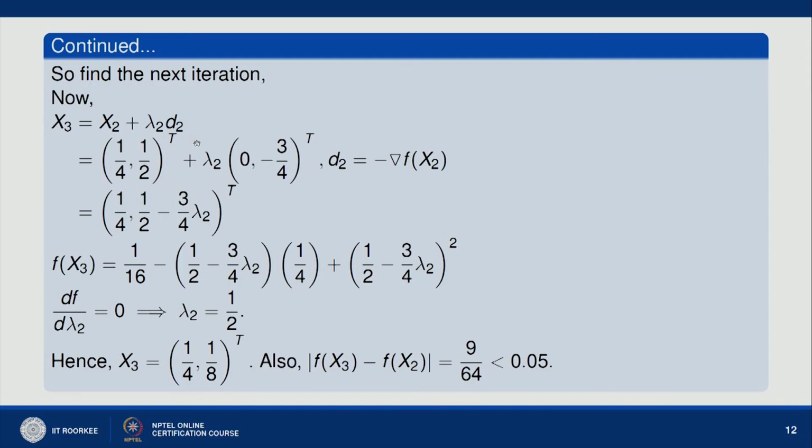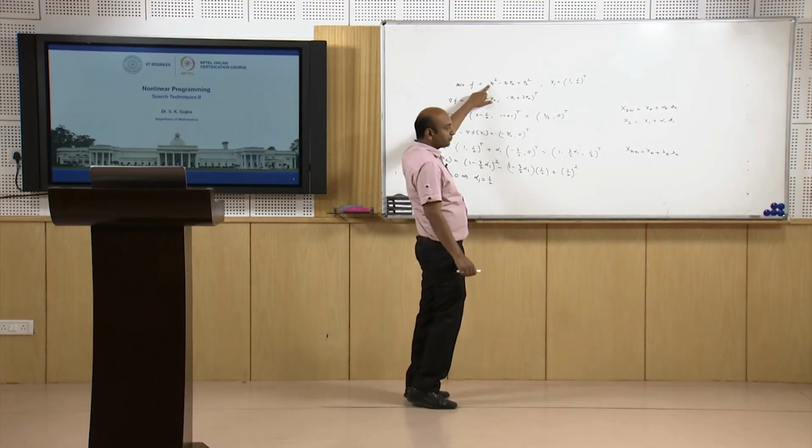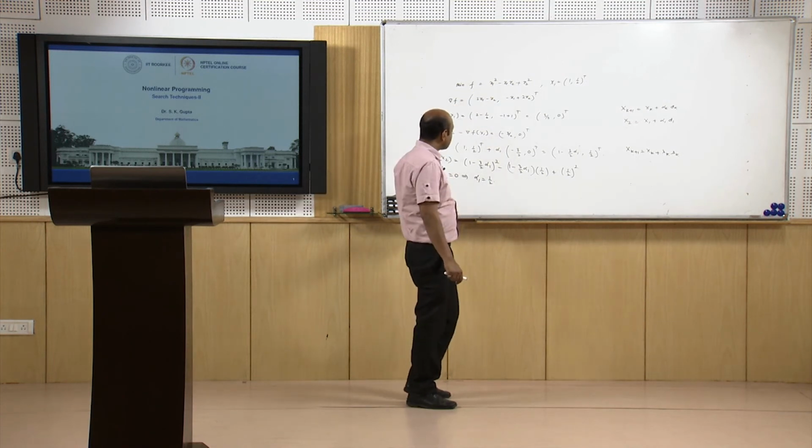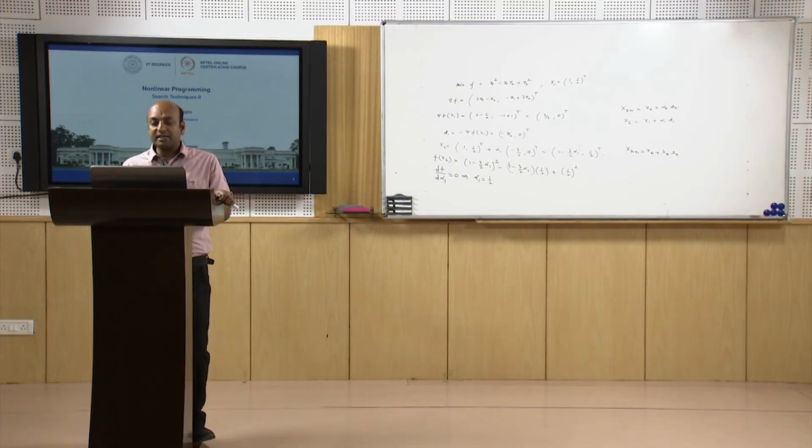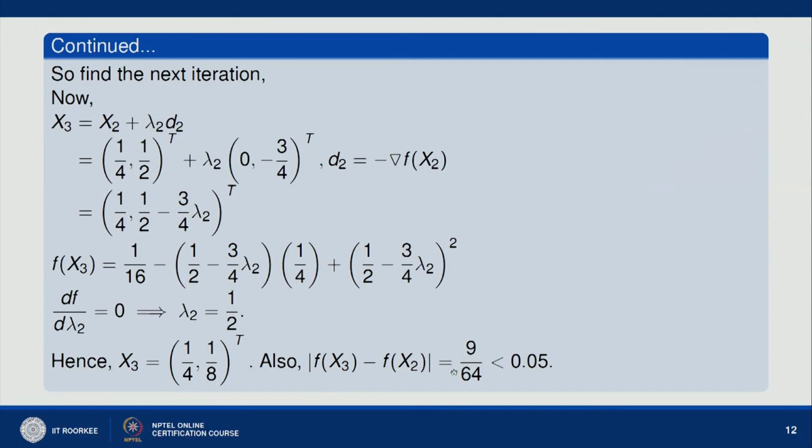Here it is 1 by 4 comma 1 by 2 plus lambda 2 times d2, which is the negative of the gradient of f at x2, which is this thing, okay. And again we will find the function value at x3, put it here, find the optimal step length, which is lambda 2, and we obtain lambda 2 equal to half. So the next point is 1 by 4 comma 1 by 8, and now we have achieved that the difference is less than 0.05. So we stop here, okay.